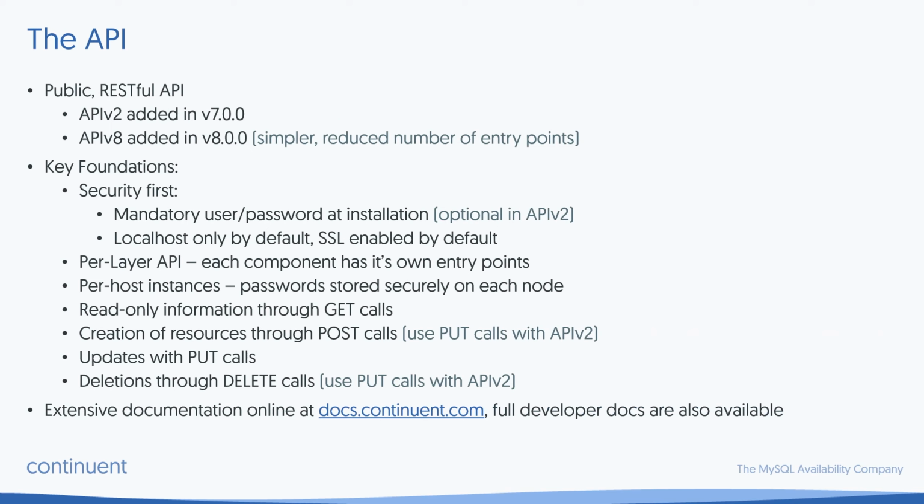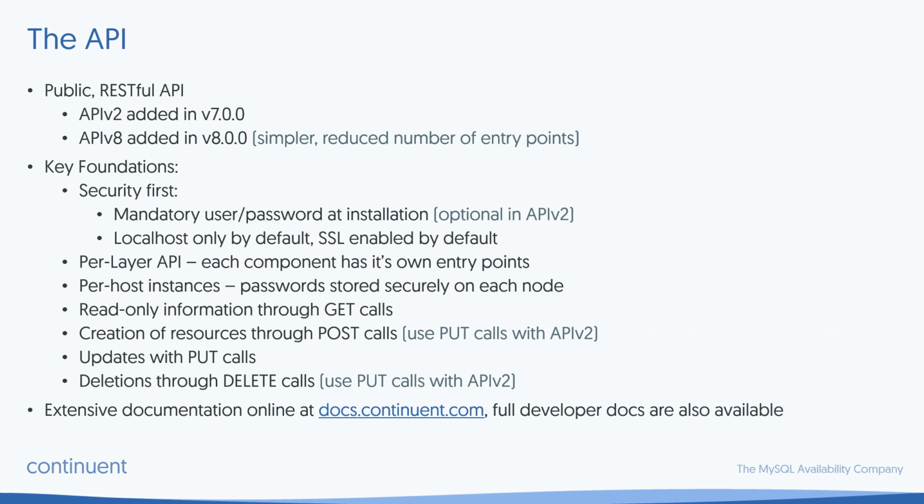The key foundation that influenced the development of the API was obviously security first. In version 8, it's mandatory to provide an admin user and password at installation time, and no longer possible to create them without any credentials. In version 2, this was optional. The API runs on localhost only by default, so only calls on that localhost can access the endpoints. So you would need to change that if you wanted to open that out to the wider network. And SSL is also enabled by default.